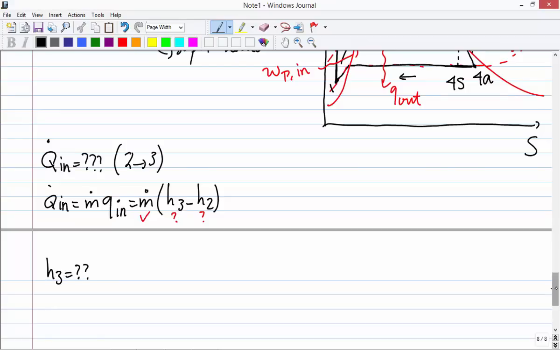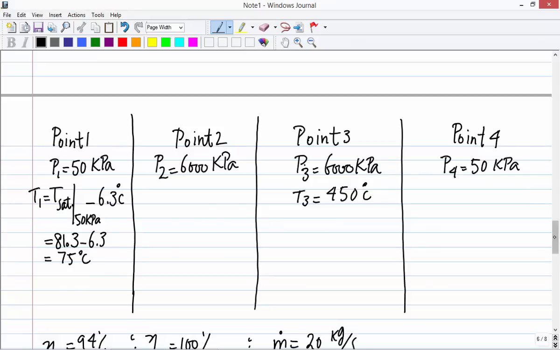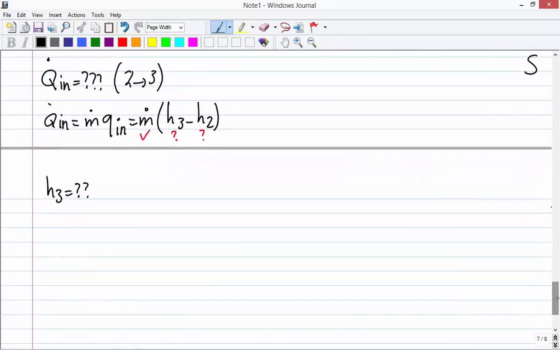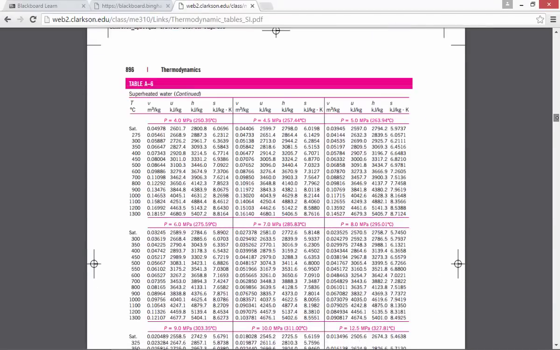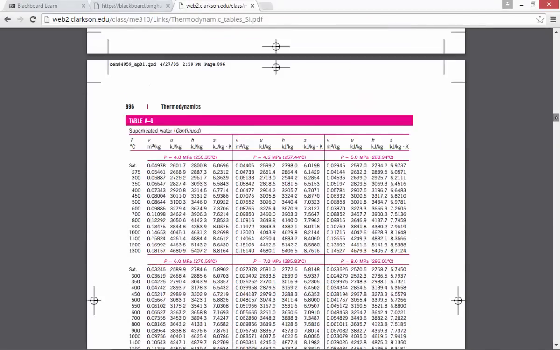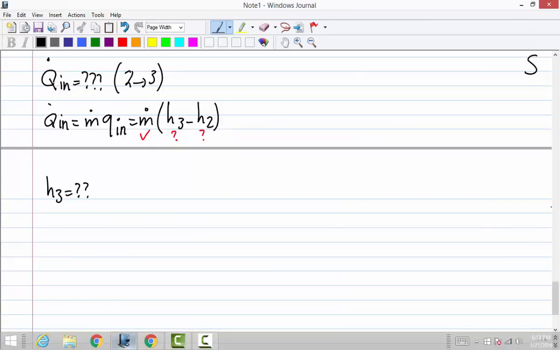At point 3, I have pressure and temperature, two intensive properties. And I know that it's superheated. So if I go to this table, 6 megapascal at that temperature, all I want is enthalpy, and I'm gonna need entropy in the future, but just please stay with this. I'll tell you later why I'm picking entropy at the same time.